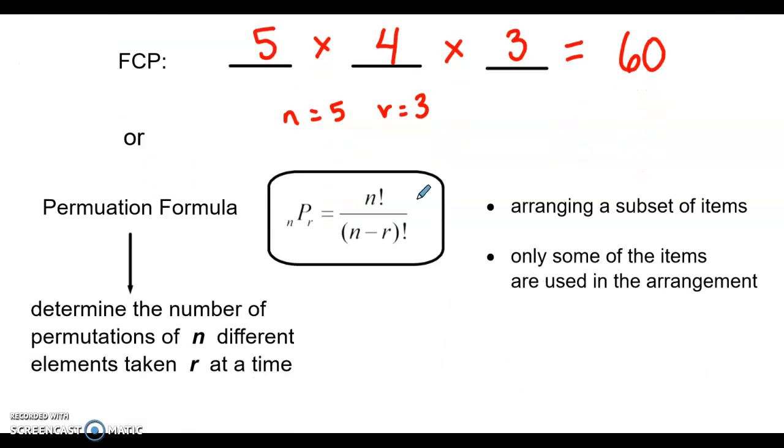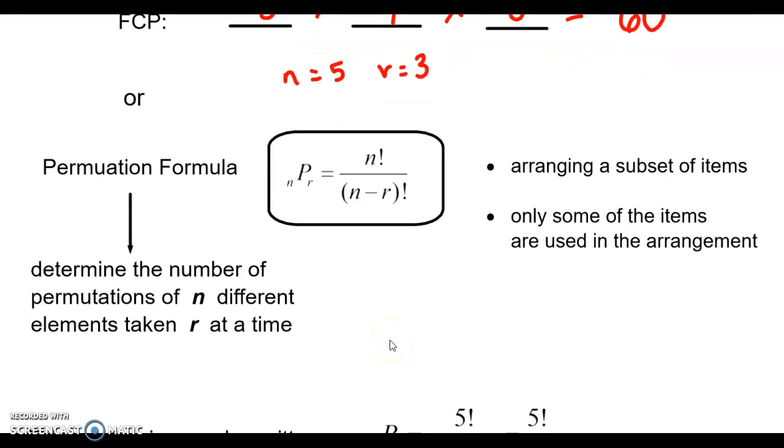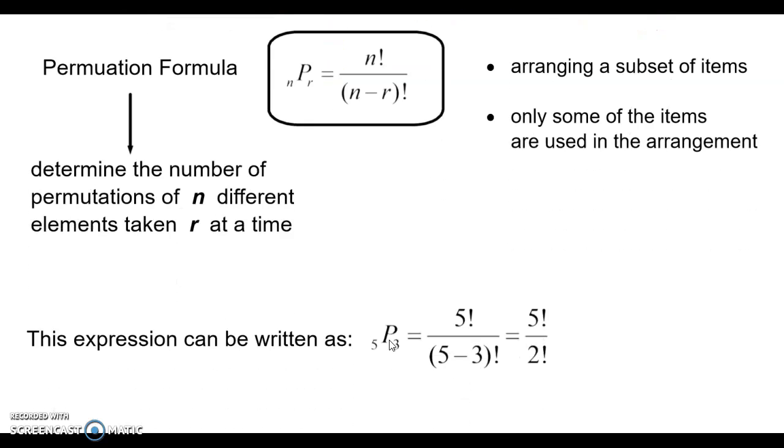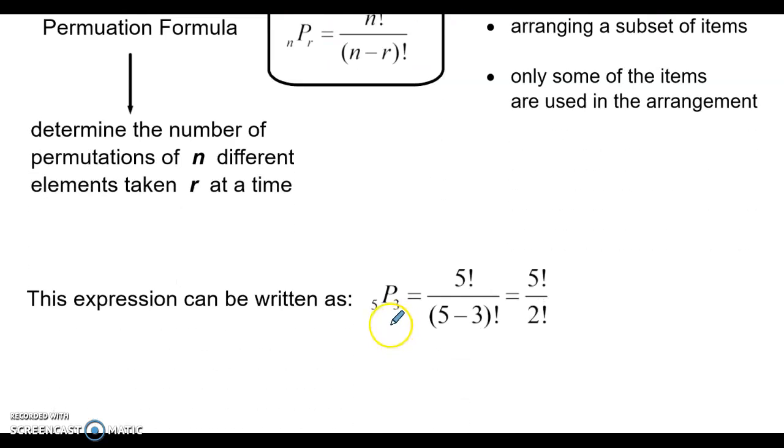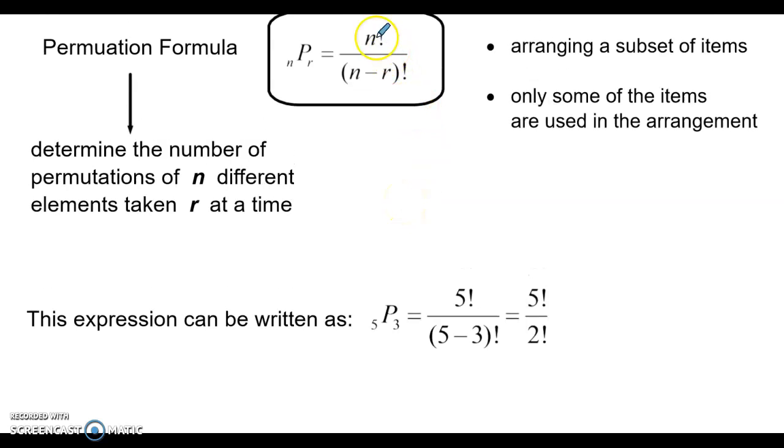So again, we are determining the number of permutations of n different elements taken r at a time. If we use this formula for this particular example, we have 5 items to choose from, and we are choosing 3 of those options. So n is 5 and r is 3, so we have 5 factorial over 5 minus 3 factorial. 5 minus 3 becomes 2 factorial.